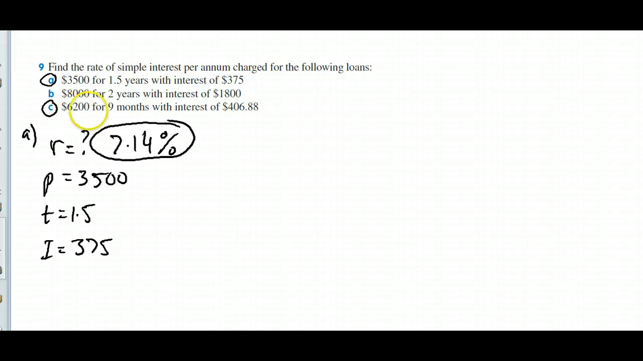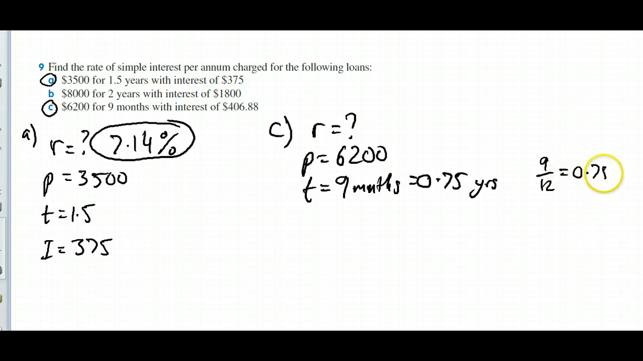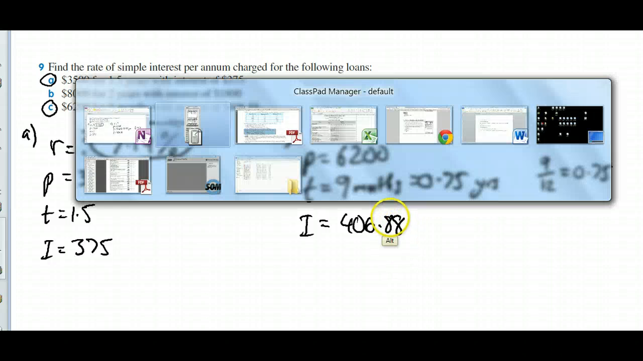And for the next one, C, we want to find R again. We know that P is 6,200, T equals 9 months, which equals 0.75 years. You can work that out by doing 9 over 12 equals 0.75, 12 months in a year. And the amount of interest, I, equals 406.88. Let's put those numbers in.